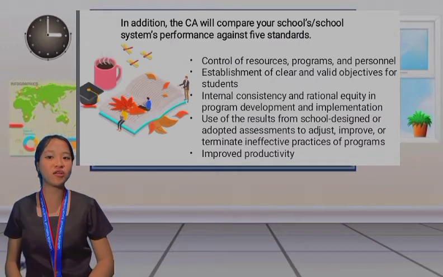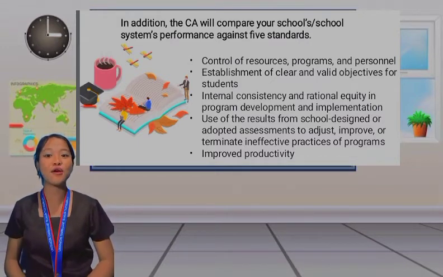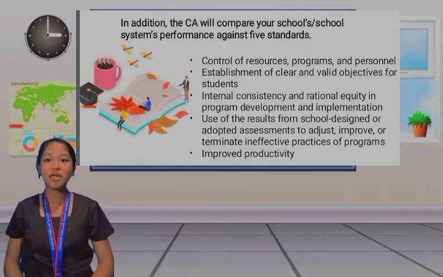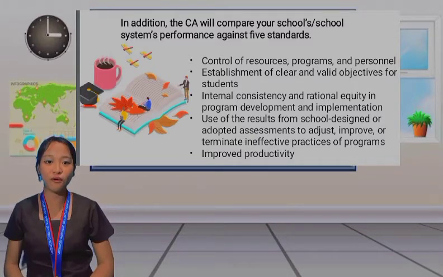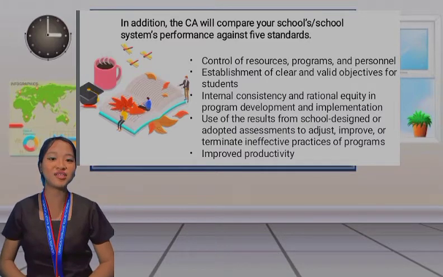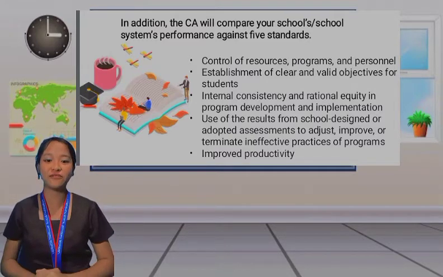So we have control of resources, programs, and personnel; establishment of clear and valid objectives for students; internal consistency and rational equity in program development and implementation; use of the results from school designed or adopted assessments to adjust, improve, or terminate ineffective practices or programs. So the last one is improved productivity.